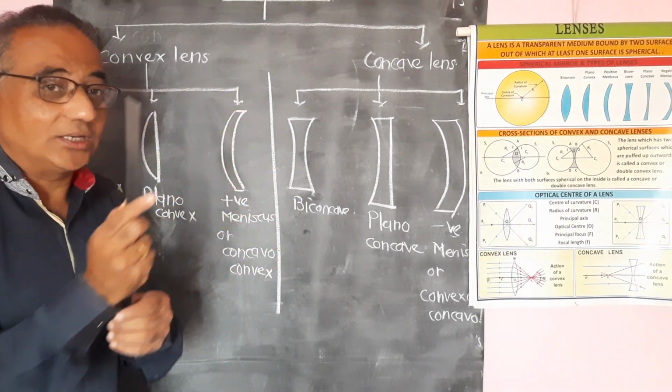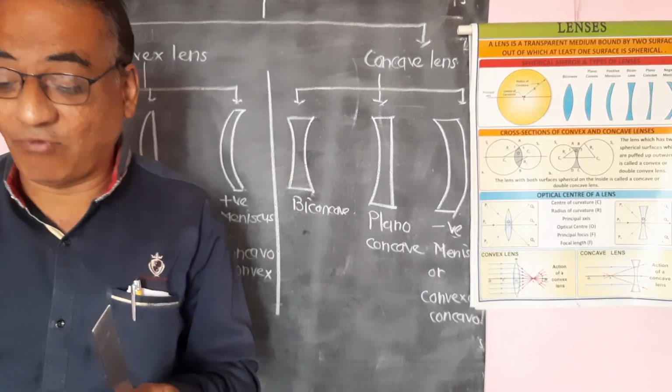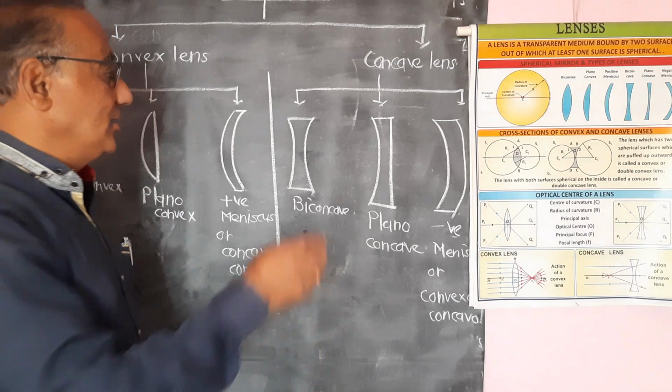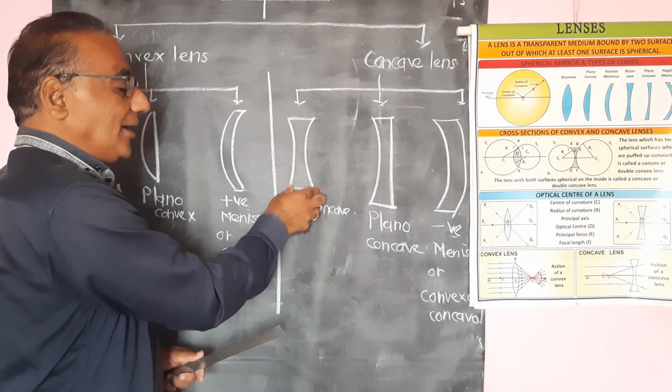Right, now when we observe this concave lens, we find that the concave lens is thinner at the middle and it is thicker at the edge.